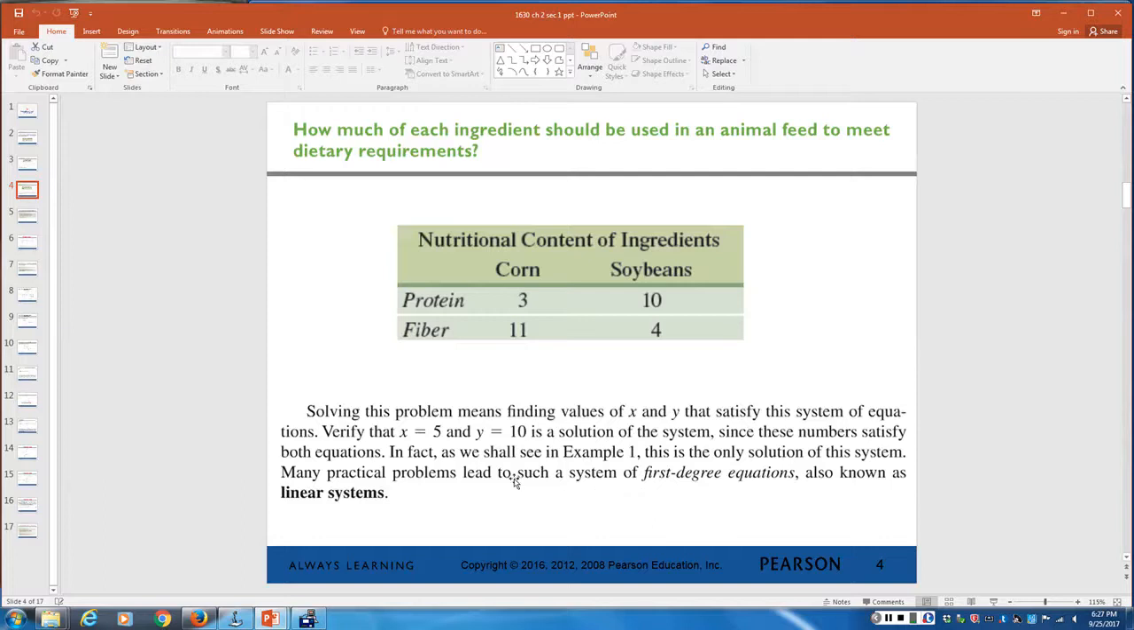So in practical systems, we're going to have a system of first degree equations, which just simply says that all the variables have a power of 1. We don't have any quadratic equations in this. So those will be known as linear systems.